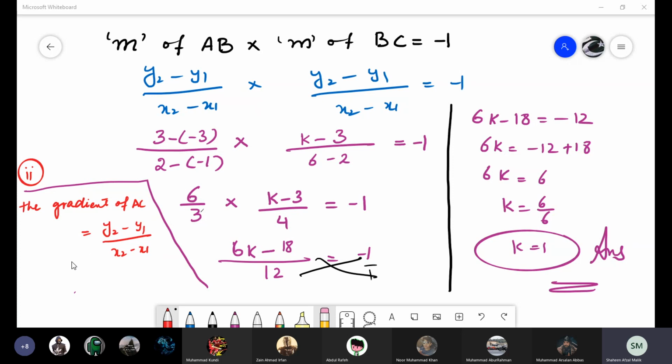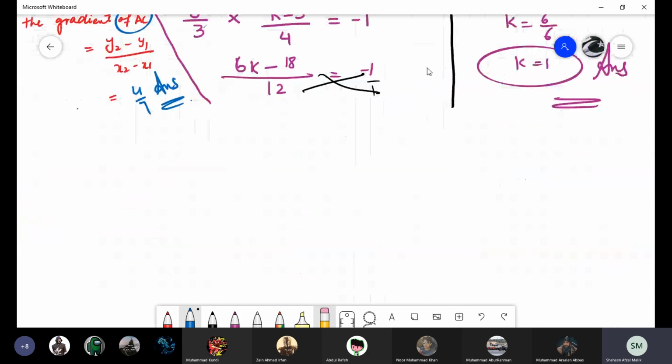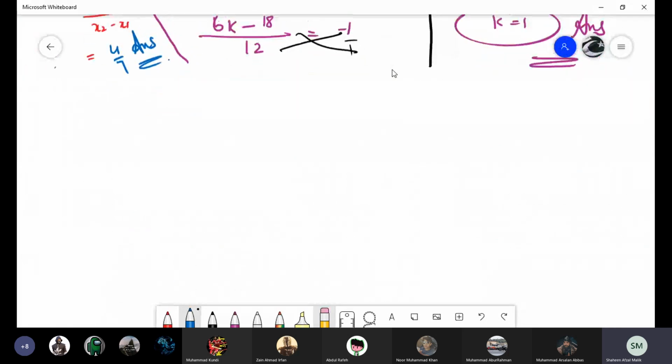Yes, boys, done with 11. Second part, what's the answer? What's the answer for the 11 second part? Gradient of AC? 4/7. Did everyone get the same answer, 4/7? Yes, ma'am. Okay, then move to the last question of the exercise, question 14. This is just the summary of the whole thing.